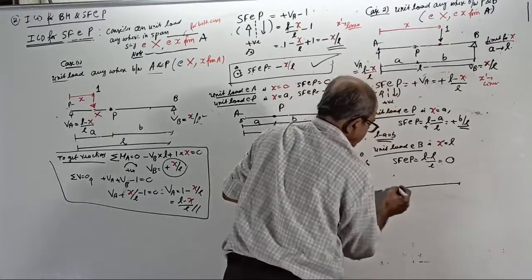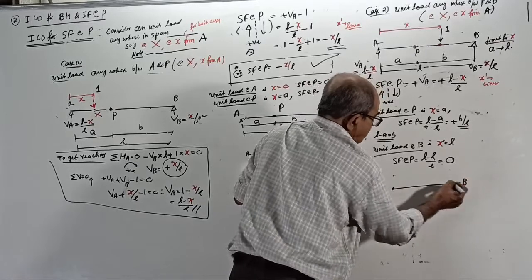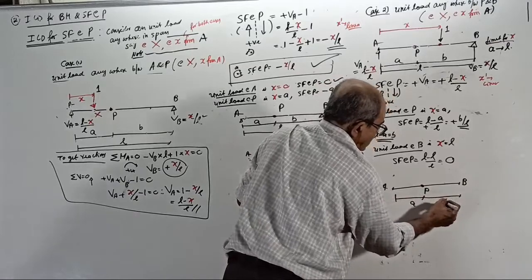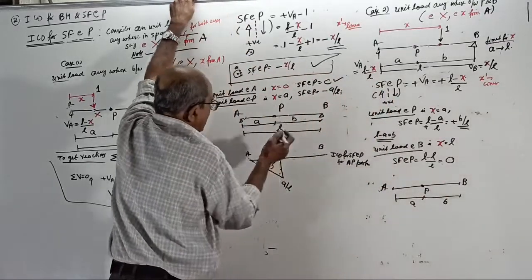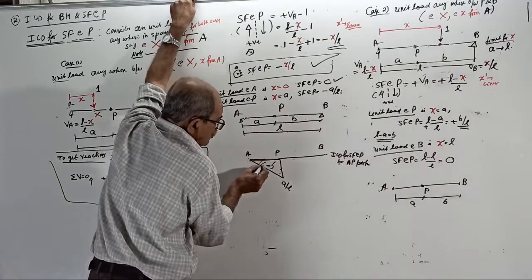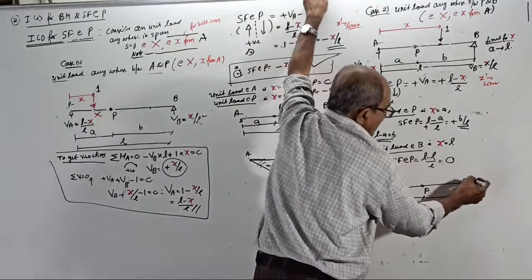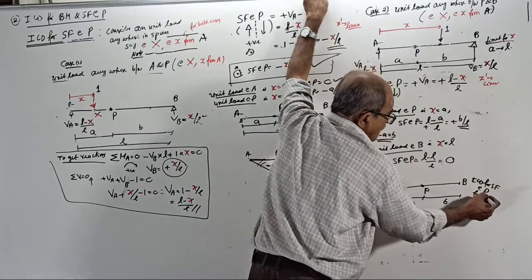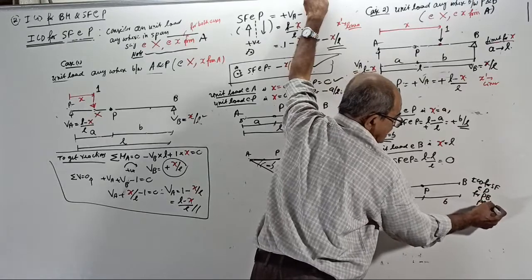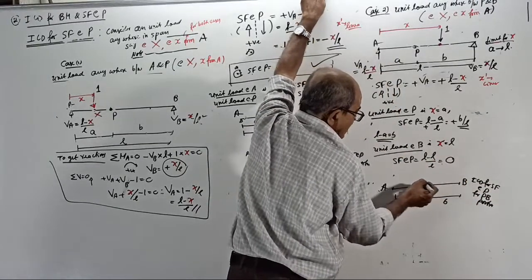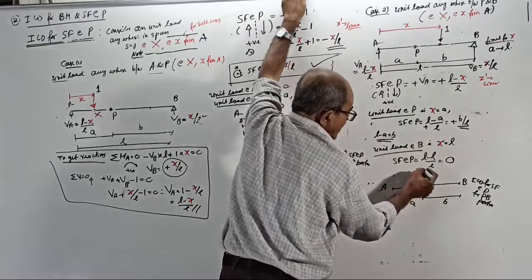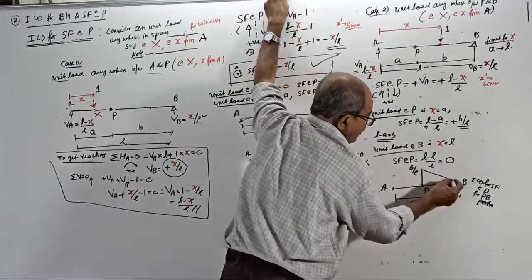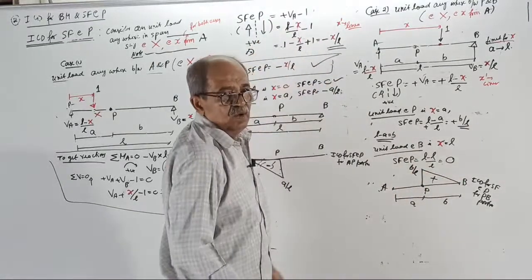Therefore, if this is the beam, if this is A, if this is B, if it is the point P, if it is A from here and B from here, ILD for shear force at P for the AP portion is 0 to minus A by L. Now, this is the ILD for shear force at P for the PB portion, when the unit load is in the PB portion. Here not minus came, here plus. There you got A by L, this is B by L to 0. Positive.